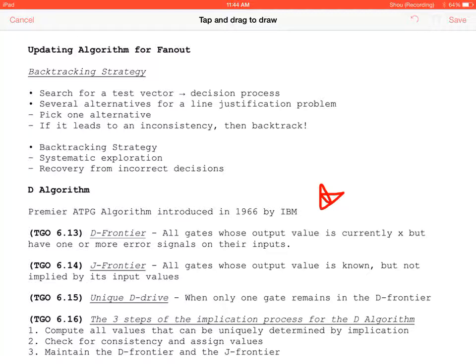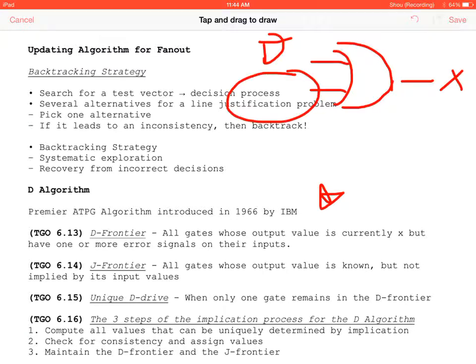So we have an OR gate, right? And let's say we've propagated D bar to the input, but we don't know the output. The reason is because we haven't propagated the other input yet. So if it's 1, well, guess what? It's going to be 1 no matter what. But if it's 0, then you're going to have D bar on the output.